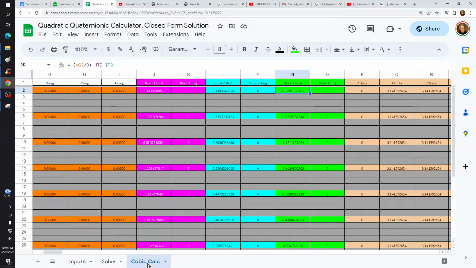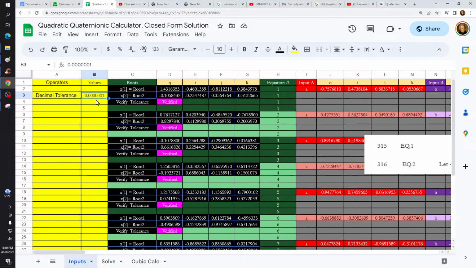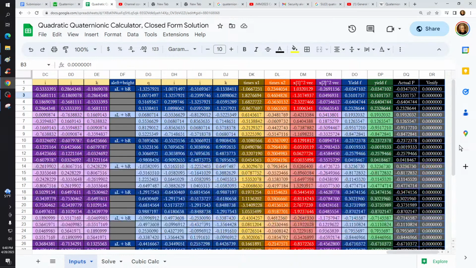Sometimes, if you have a very extreme cubic, you might get some floating point error. So I put in the decimal tolerance so you know that these roots are fulfilling the equation for each vector component within that decimal tolerance. You can set that to whatever you want. And it checks that over here to make sure that you're getting the same thing back, okay?